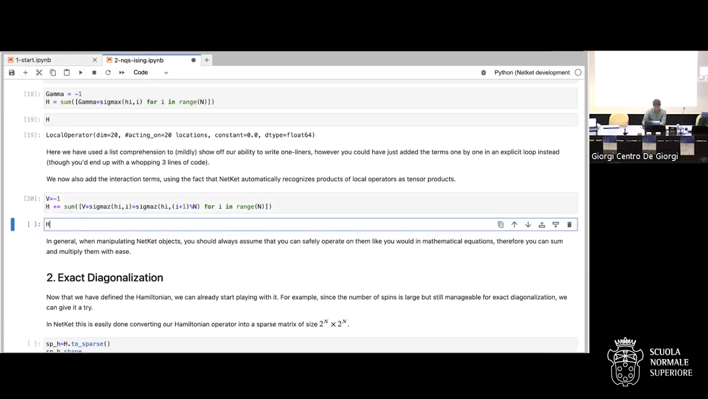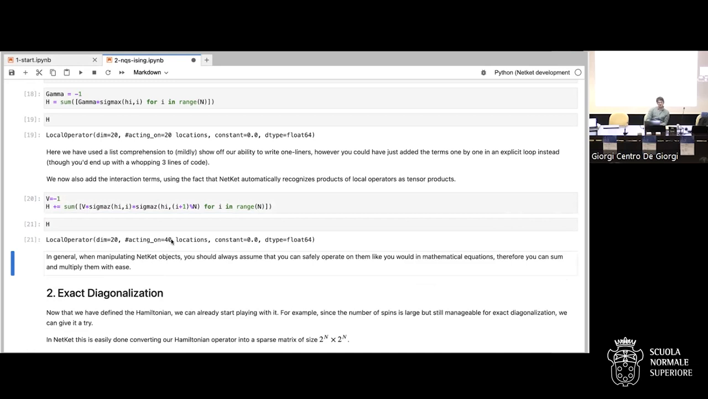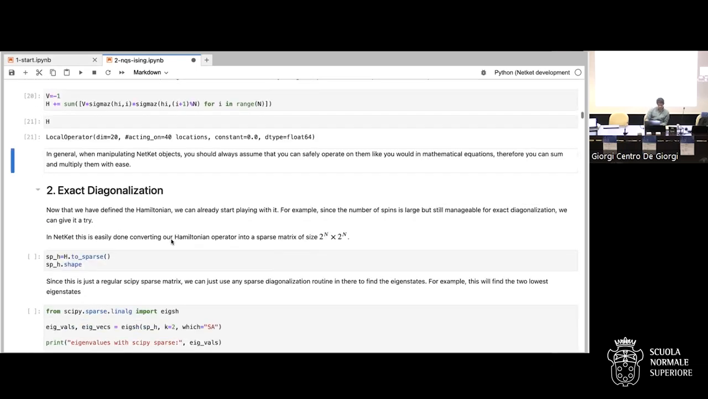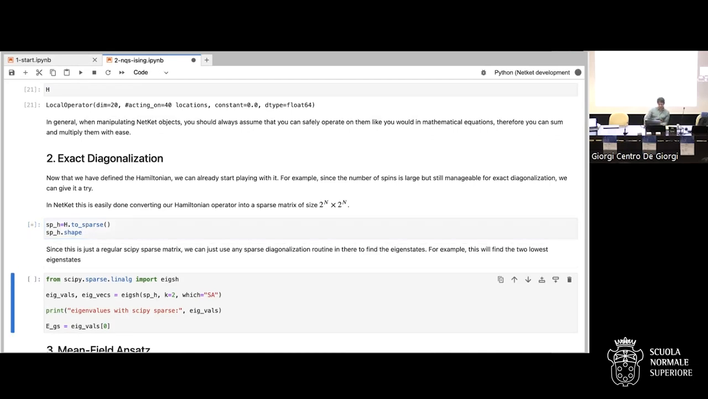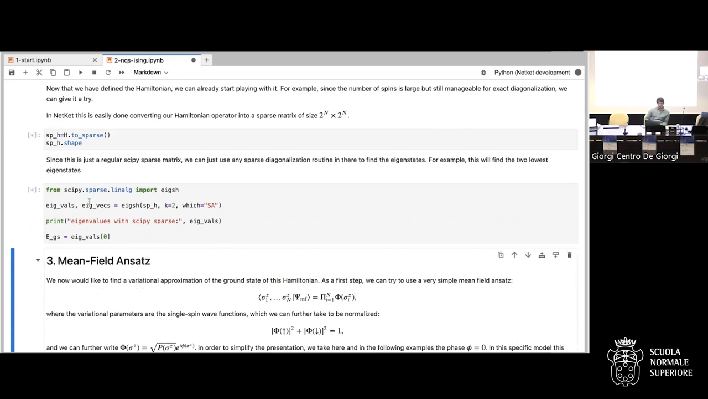And so now we have 40 terms, right? So 20 sigma z I plus 1, and 20 local terms. Okay, so in general, 20 sites is not too large, so I can use exact diagonalization, meaning I can convert H to a sparse matrix, and I can use Lanczos or whatever SciPy implements to find the ground state. So the lowest lying eigenstate. So this is what I'm doing here.